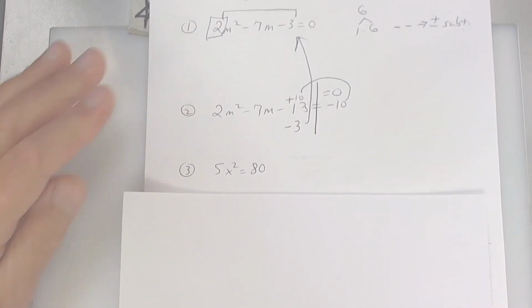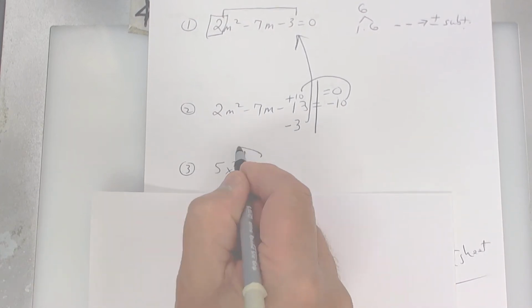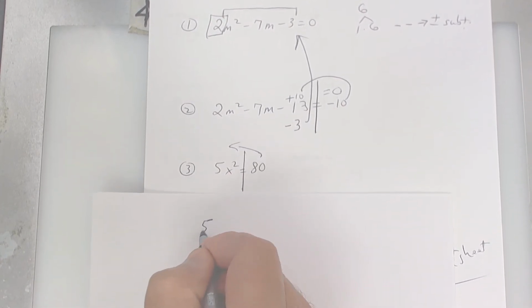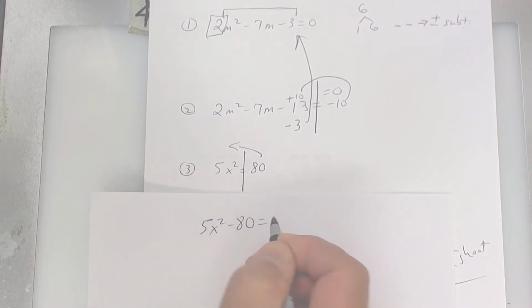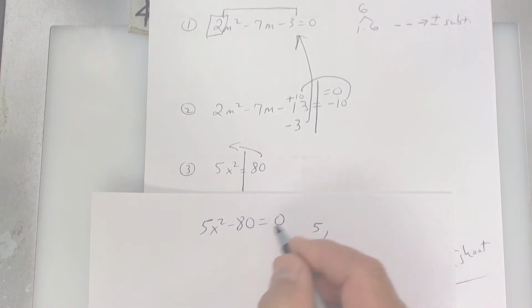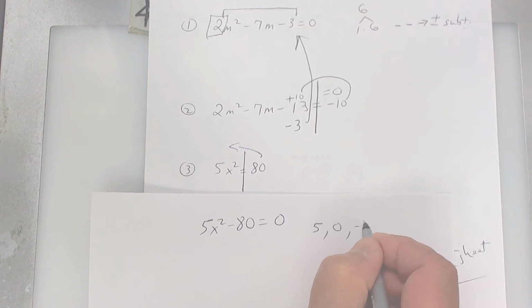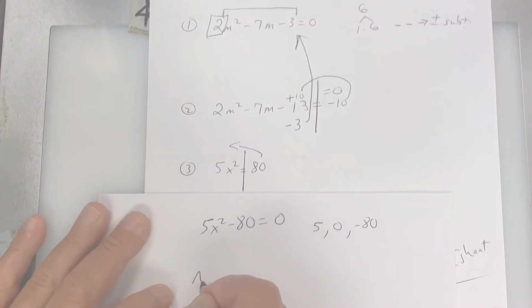One more. Let's take a look at this one. This one you have to get it equal to 0, so that's going to become a -80. So 5x squared minus 80 is equal to 0. So your A is 5. There is no B because there's no x, so put a 0, but the C is -80. So what you're going to do is just work this out.